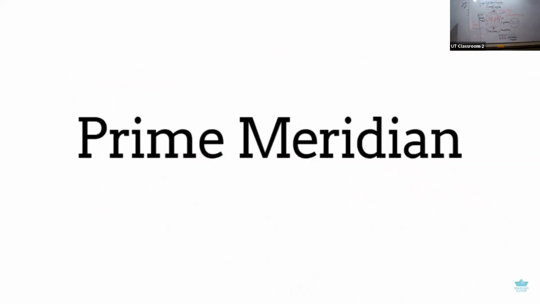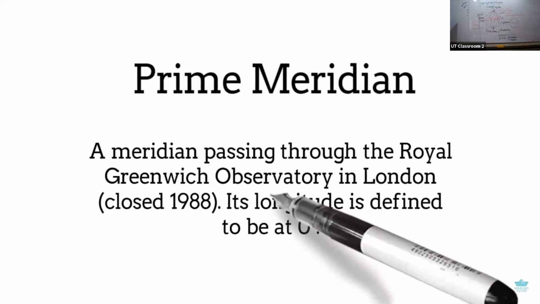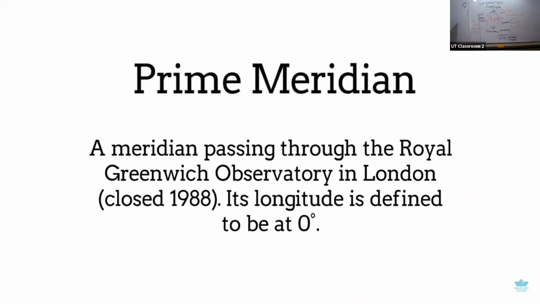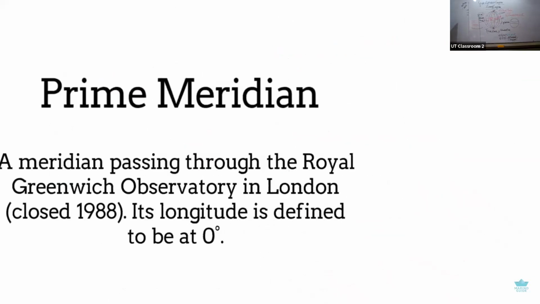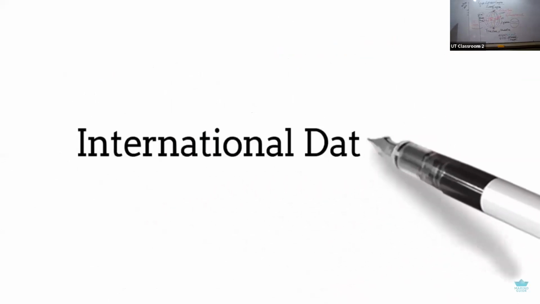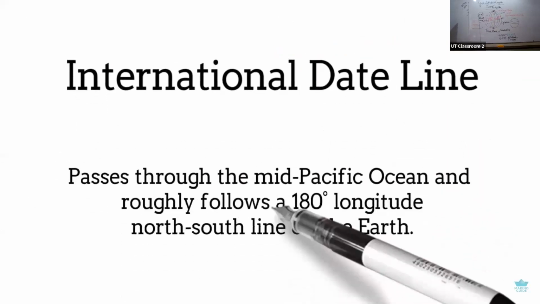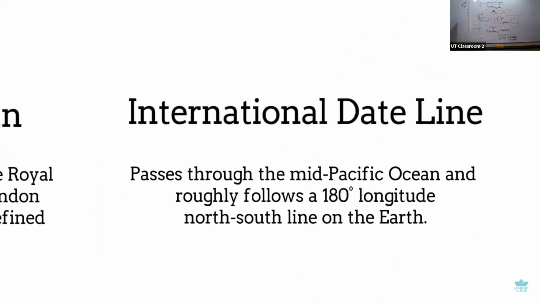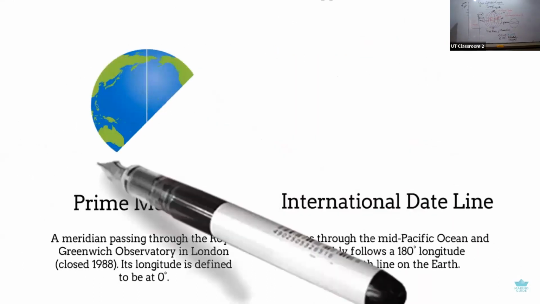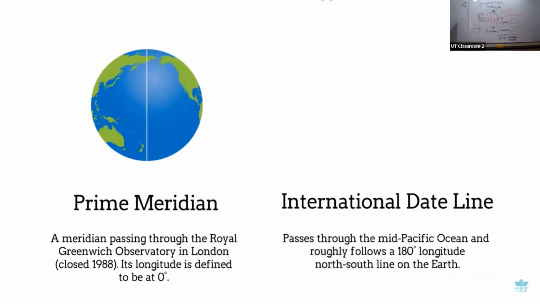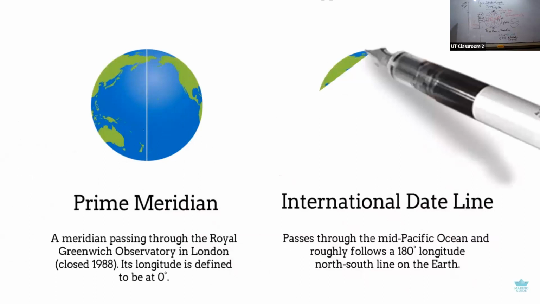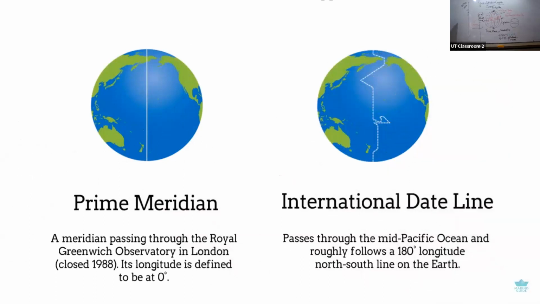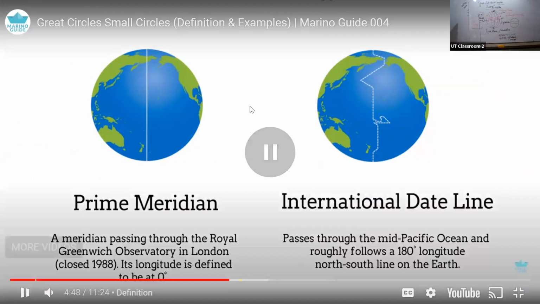The prime meridian is a meridian passing through the Royal Greenwich Observatory in London. Its longitude is defined to be at 0 degrees, while the international dateline is the line that passes through the mid-Pacific Ocean and follows a 180-degree longitude north-south line on the Earth. As you can see in the illustration, the prime meridian is half of a great circle. The international dateline also represents the other half of the great circle. When these two are combined, they create a full great circle.